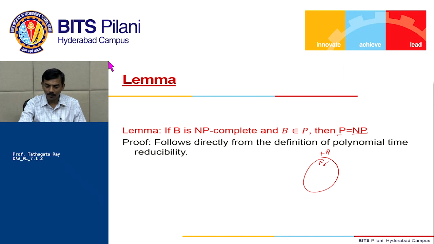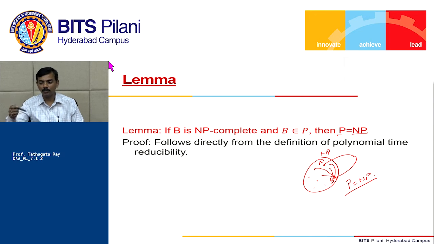I can convert that problem into a problem B, which is in NP, and I know that I can solve this B in polynomial time. So all the problems in NP are convertible to B in polynomial time, and I can solve B in polynomial time. That means I can solve all of these problems in polynomial time. So this set will become P, right? So P is equal to NP. Suddenly this will become true.